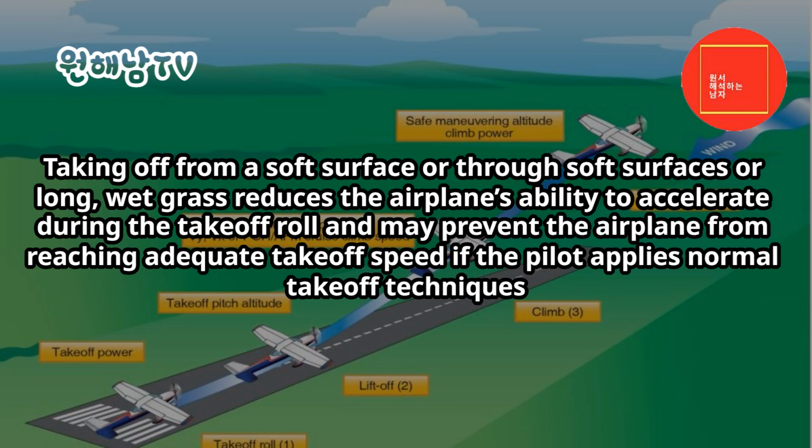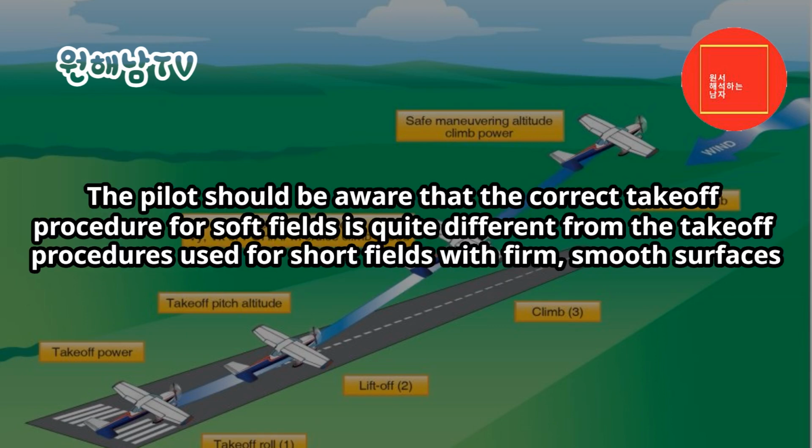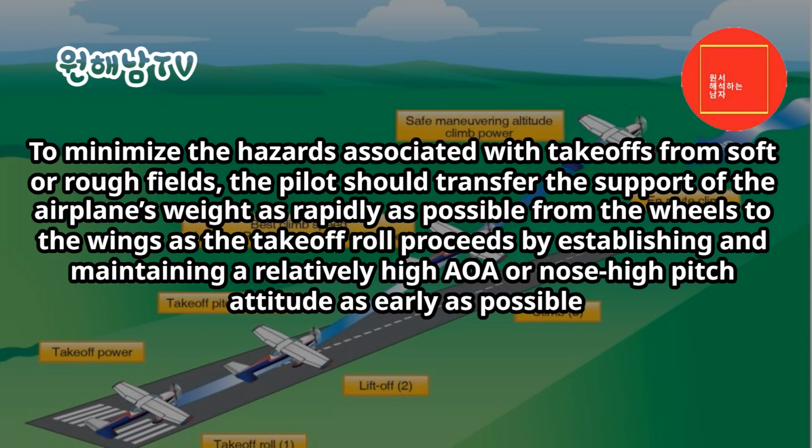Taking off from a soft surface or through long, wet grass reduces the airplane's ability to accelerate during the takeoff roll and may prevent the airplane from reaching adequate takeoff speed if the pilot applies normal takeoff techniques. The pilot should be aware that the correct takeoff procedure for soft fields is quite different from the takeoff procedures used for short fields with firm, smooth surfaces. To minimize the hazards associated with takeoffs from soft or rough fields, the pilot should transfer the support of the airplane's weight as rapidly as possible from the wheels to the wings, as the takeoff roll proceeds, by establishing and maintaining a relatively high AOA or nose high-pitch attitude as early as possible.